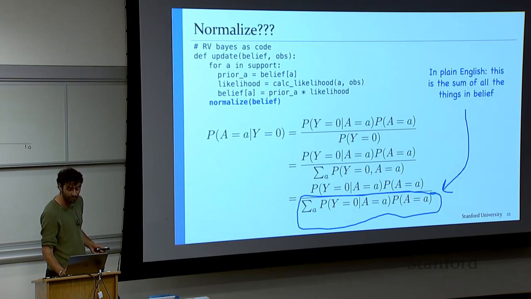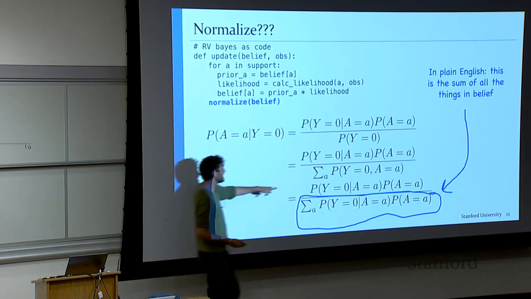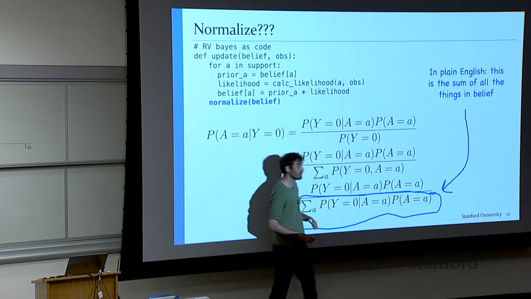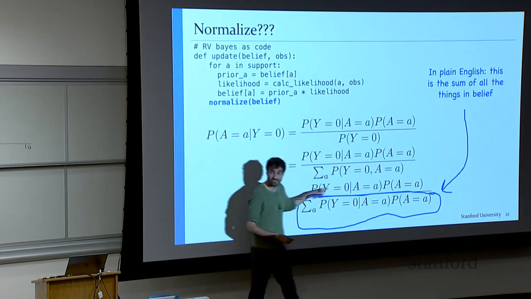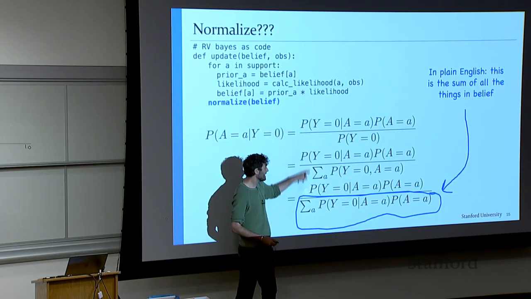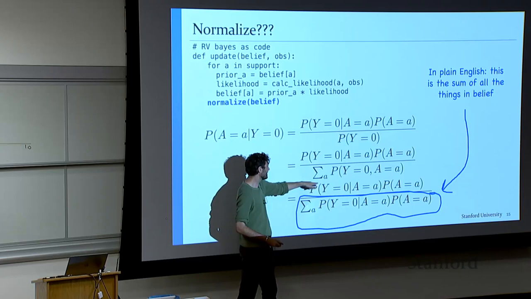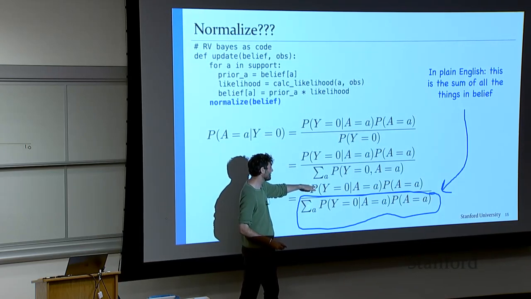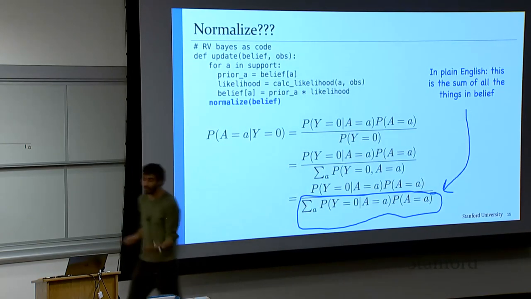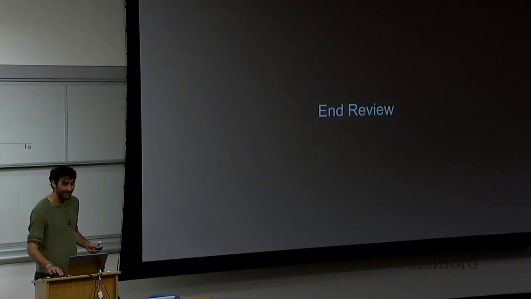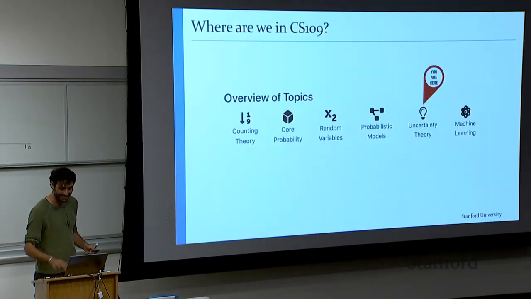And if you solve this numerator for all the different values of little a, like I calculate this numerator for little a equals 0, I calculate this numerator for little a equals 0.1. If you calculate all those values for all the little a's, if you sum them up, that's what this is. So you can calculate all your values of the numerator and then just normalize. And that's a quick way to do Bayes' theorem over a whole random variable. End of review. Shall we jump into the mystery that is today?